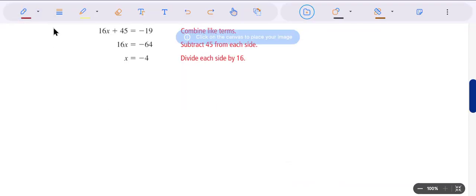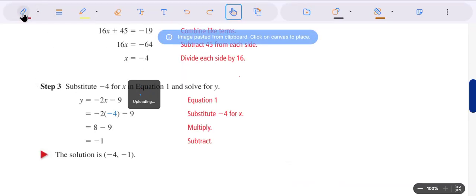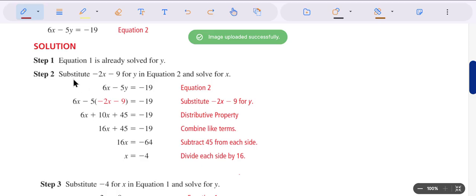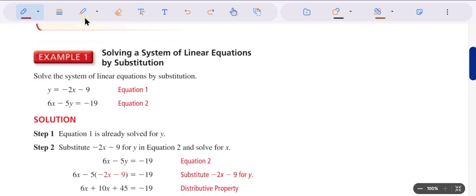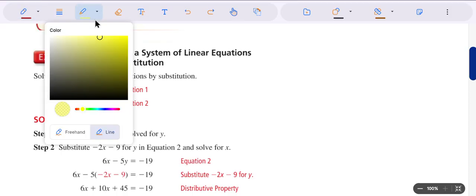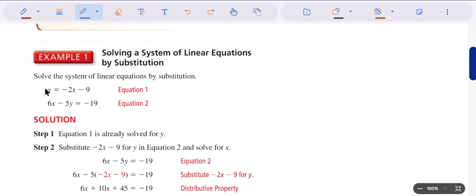So consider these two equations. All the steps are explained step by step. Solve the system of equations. Y equals negative 2x minus 9 is one equation. Then 6x minus 5y equal to negative 19 is the other equation. So two equations we have, one is this one and another one is this one.